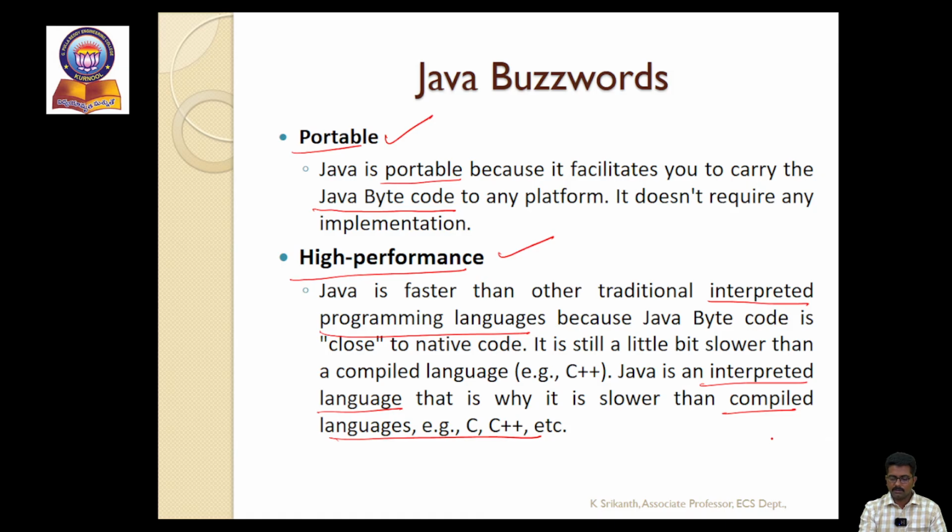But in Java, a component was introduced to compete with the speed of C or C++, that is the JIT compiler, which is the just-in-time compiler, where the reusable bytecode is automatically converted into machine code. The Java bytecode is very near to the machine code. Still, Java can be slower than compiled languages, but it can be overcome with a component called the JIT compiler.